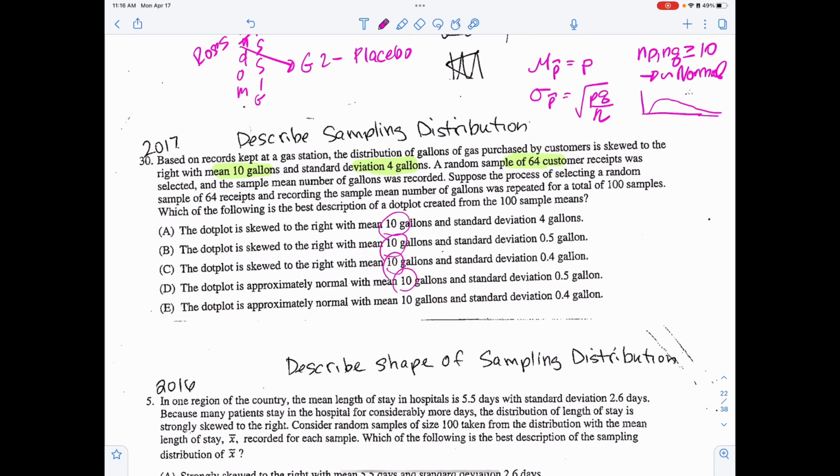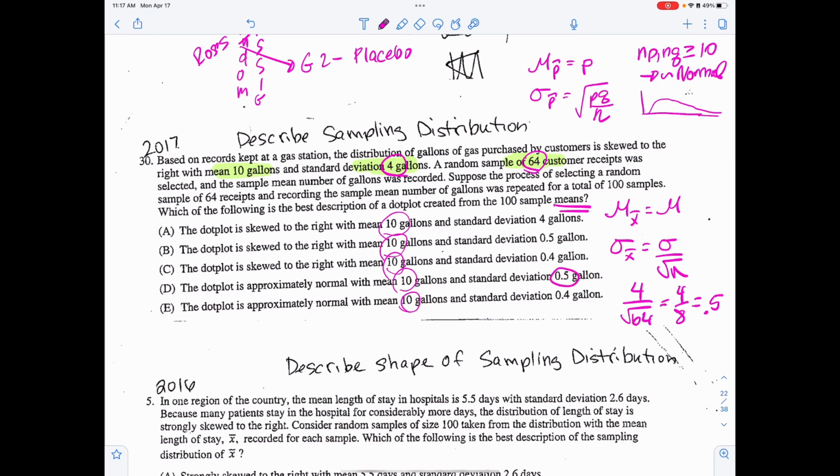But my standard deviation is going to be different. I did the sampling distribution for proportion, but for means the mean is also mu, and then the standard deviation is going to be sigma over square root of n. So we're going to use 4 divided by the square root of 64, which is obviously 4 divided by 8, which is 0.5.